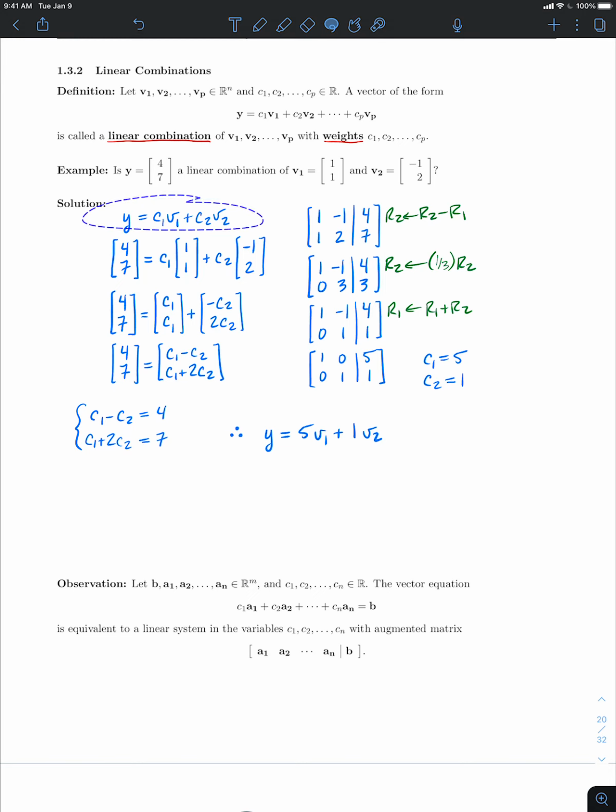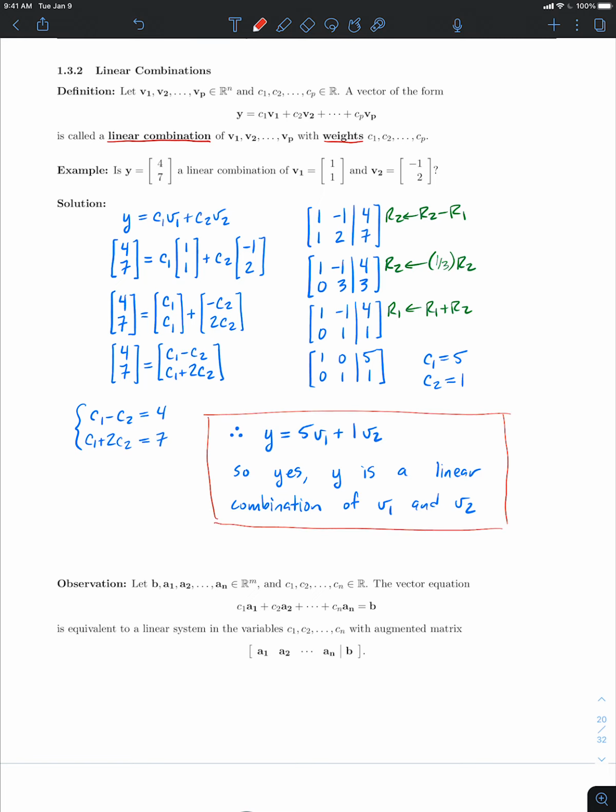Right, so that's real. I'm just taking this equation and rewriting it with C1 and C2 actually plugged in. Because we can do this, we can say the answer is yes. y is a linear combination of v1 and v2. Okay, so that's our big conclusion here.